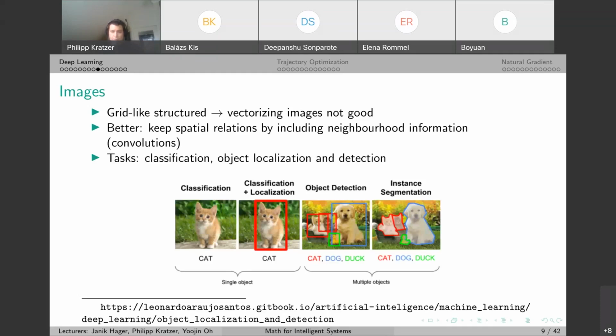In tasks on images, there are a lot of tasks possible. Typical ones are classification, where we want to detect what object or what animal in this case is in an image. Then one could also want to do localization, like where in the image is the animal. And of course, one could also do this for multiple animals, multiple objects. But there are way more tasks that are possible.